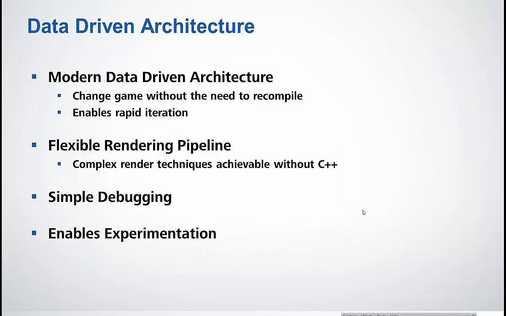We have a modern data-driven architecture. So what that means is, like you saw there, I can make changes very quickly and not have to compile the information to see those changes. It enables rapid iterations if you want to do rapid iterations. It also enables that sharing of data assets quite easily. So not only is the integration and asset sharing really flexible, but our rendering pipeline is really flexible as well with it. And this, again, like I said, enables simple and very quick debugging.